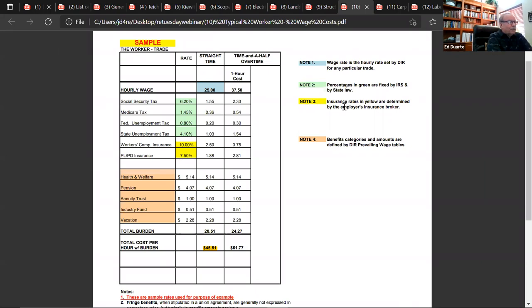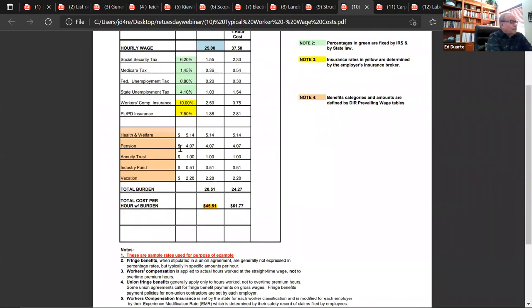If you look at note 3, the insurance rates in yellow are determined by the employer's insurance broker. You can quantify those either in terms of percentage or dollars per hour, et cetera. But the reality is that you multiply percentages times the $25 and it kicks out the actual monetary value of those line items. The bottom ones are much easier because under California Public Contract Code and the DIR, the fringe benefits are based on union fringe benefits, and every trade has their own set of categories. I'm just using this as an example.